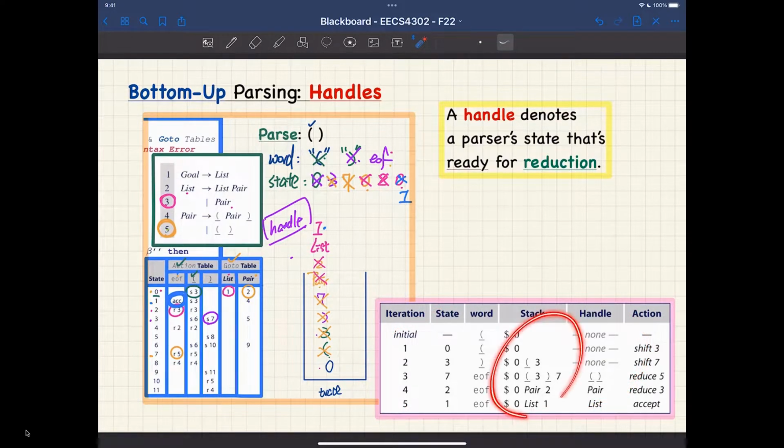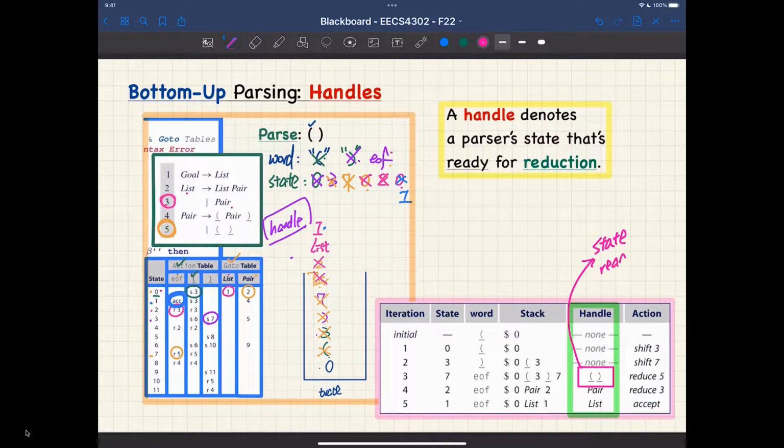That's the stack contents. And today, I'm going to explain to you how to interpret this particular column, which is called handle over here. You can see some of them simply say none, meaning not applicable. Some of them actually have some stuff over here for the handle, all right? Think about the handle simply meaning, for example, this guy over here. This is a handle. So this means this is a state of the parser that's ready for reduction.